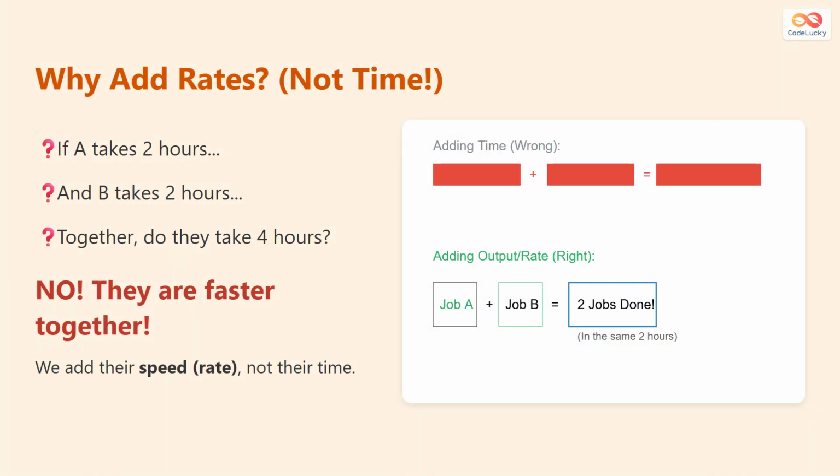Here is the most critical rule: you cannot add times directly. If one person takes 2 hours and another takes 2 hours, they do not take 4 hours together. They would be faster. We must add their output, or their rates. By adding how much A does in an hour to how much B does in an hour, we find out how much they complete together in that same hour.